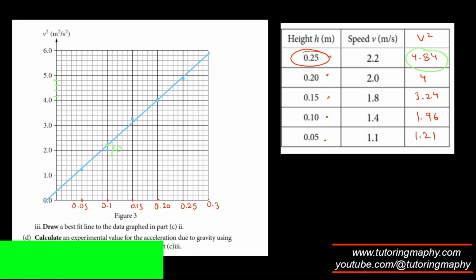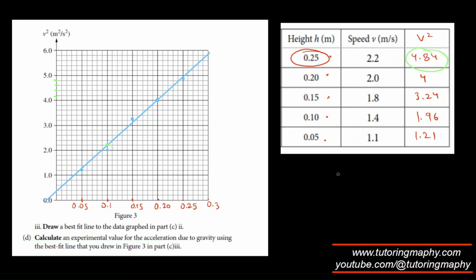This point, let's call it A, is 0.1 comma 2.2, and let's find another point B. B is somewhere over here, which is 0.21, of course, and the y value is 4.2. What is the slope? Slope is y2 minus y1 over x2 minus x1.